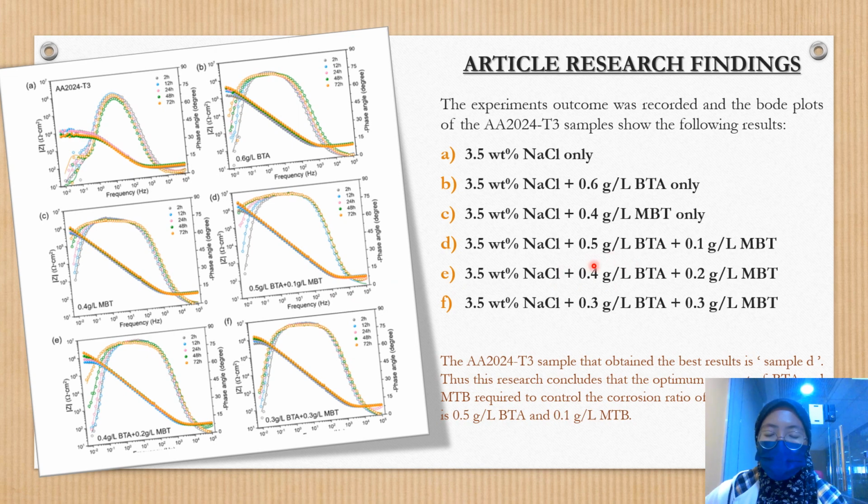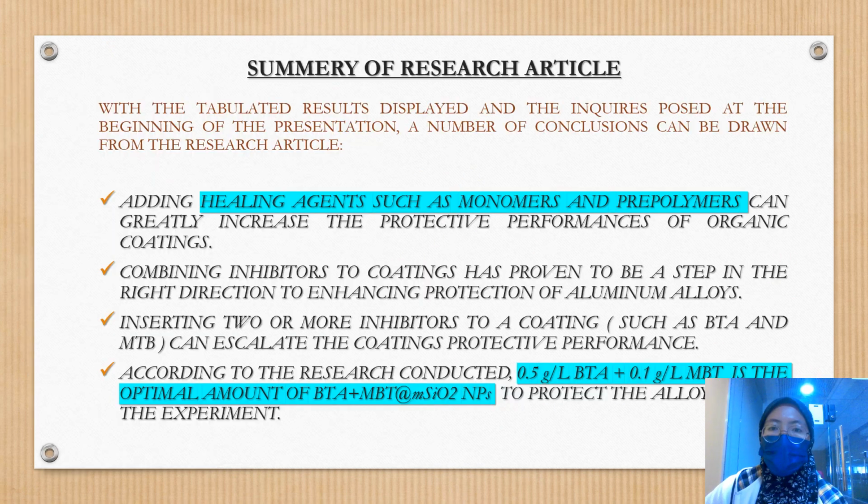The most optimal amount, according to the experiment, is 0.5 grams per liter BTA and 0.1 grams per liter MBT. So this is the optimal amount of inhibitors used to protect the aluminum alloy. Also, keep in mind that this experiment was repeated 3 times, and it yielded the same results 3 times. So this is quite a very solid finding.